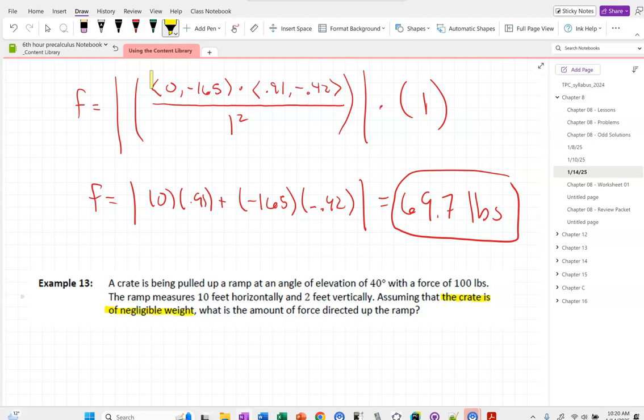The crate has no weight. Can gravity act on it? Is gravity acting on it? No, man. Now, if the crate did have a weight, we actually would have 2 force vectors, the force of gravity and the force of the pull, that we'd have to project onto the ramp. So you just take the 2 vectors, add them together, and then do the projection. If you have more than one force vector, you just add them up and then project onto whatever surface you need to project onto. No big deal.